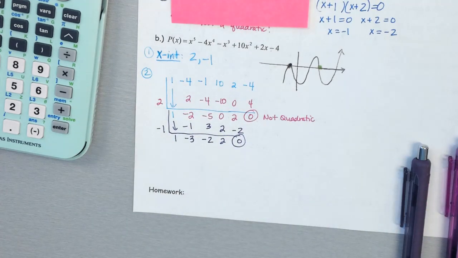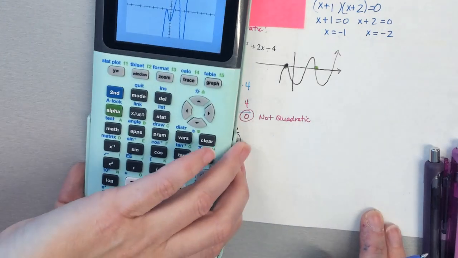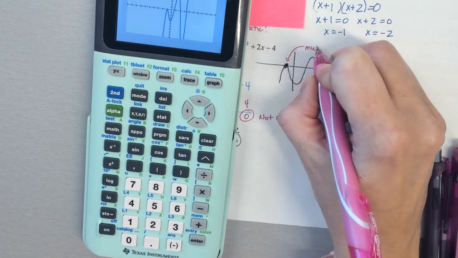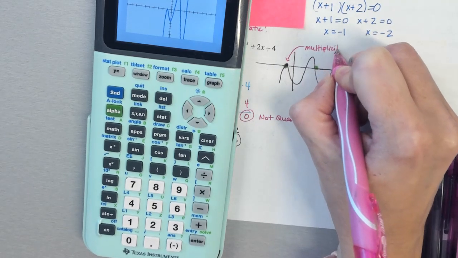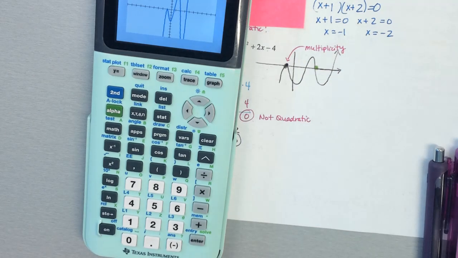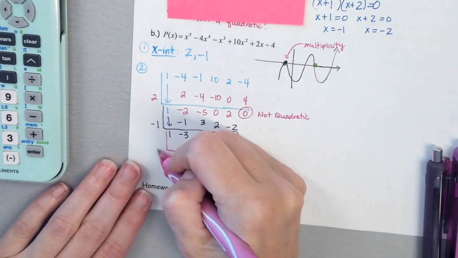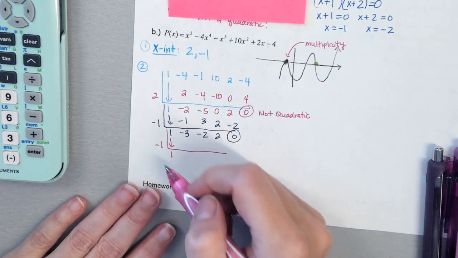So one thing you do have to remember is when there's a multiplicity on the graph. So you have a multiplicity here when it touches it and then goes back. So what that means is that 0 occurs more than once. So -1, we have to use it again. Okay, so because that's a multiplicity, we can use -1 again to complete our synthetic division.